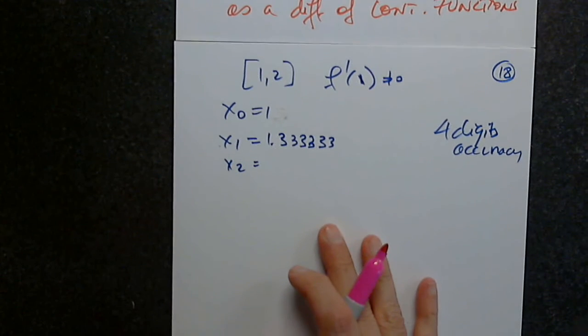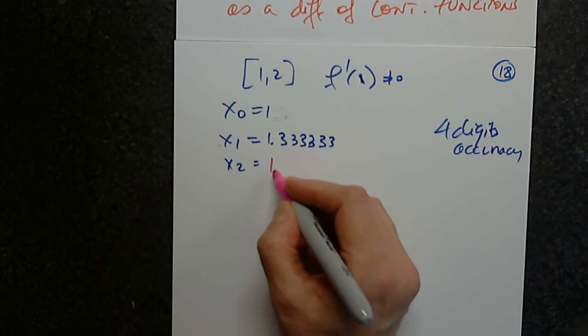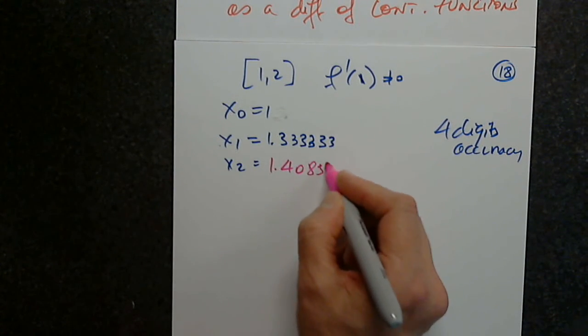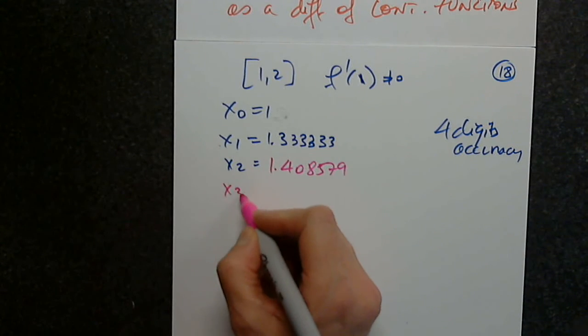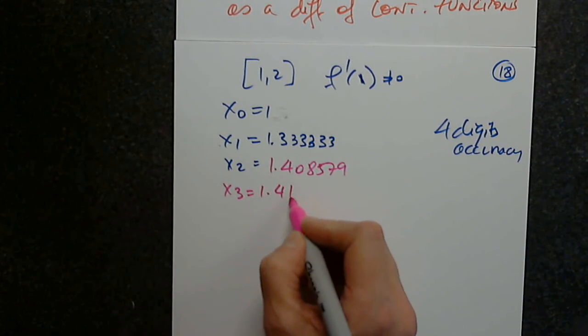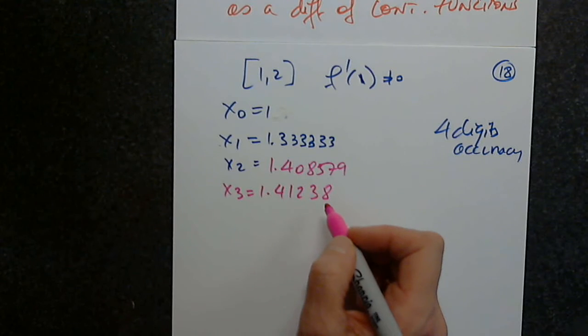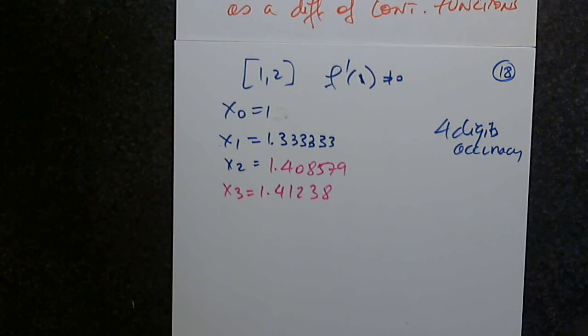So x1 was 1.333, x2 was 1.408579, and x3 was 1.41238. I don't have to continue. How do I know? When I see that the first 4 digits repeat, this is redundant. That's your answer: 1.41238. Any questions?